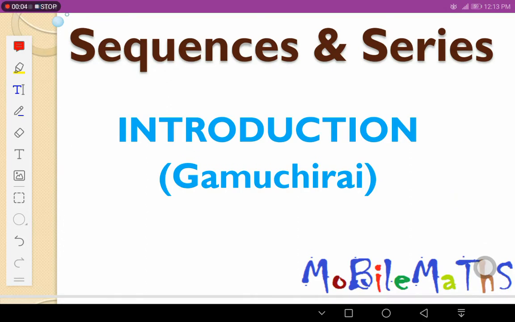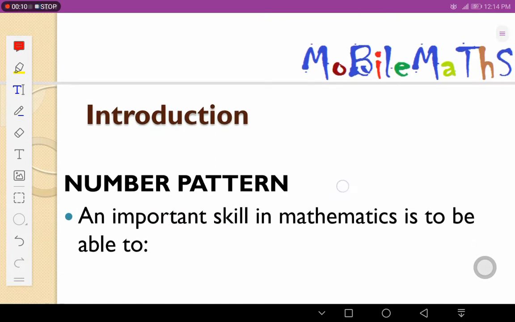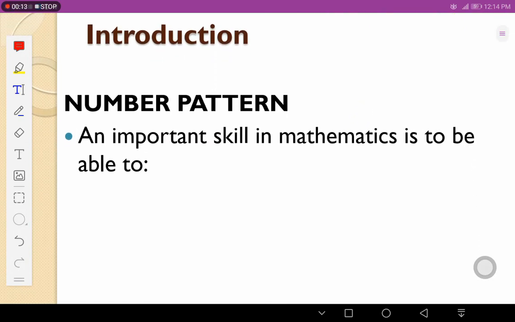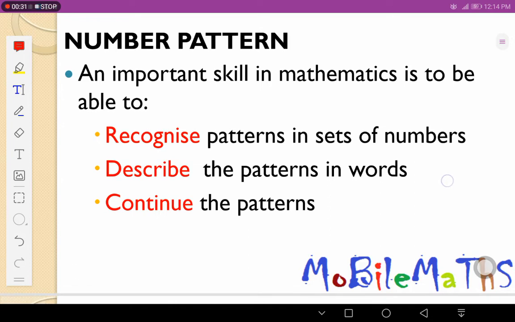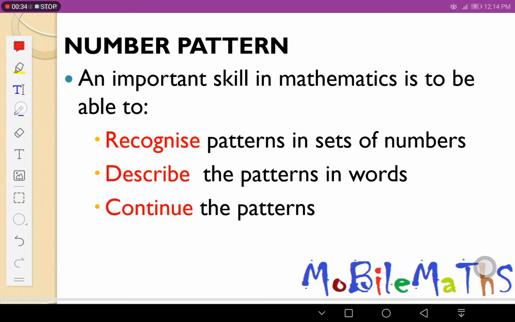Today I want us to look at sequences and series, an introduction to those two. When we talk of sequences and series, we should have a general know-how of number patterns. As a mathematician, you should have 3 important skills: first, to recognize patterns in sets of numbers, and also to describe the pattern in words, and also to continue the pattern. Those are the 3 important skills that one should have when we are talking of number patterns.